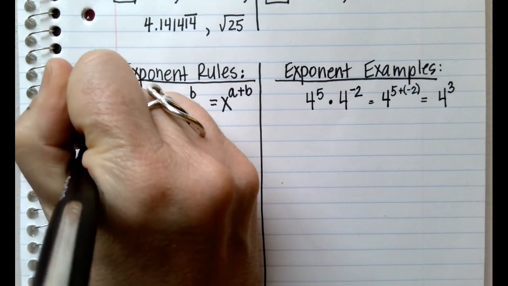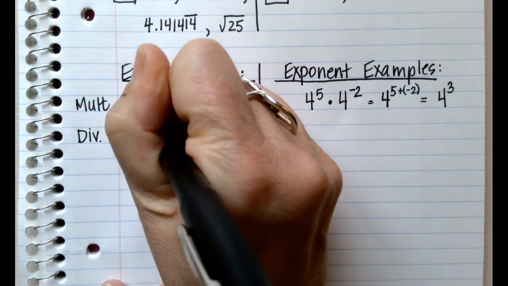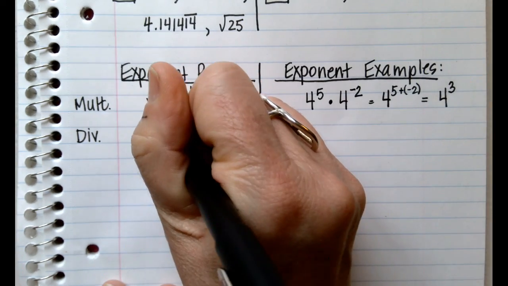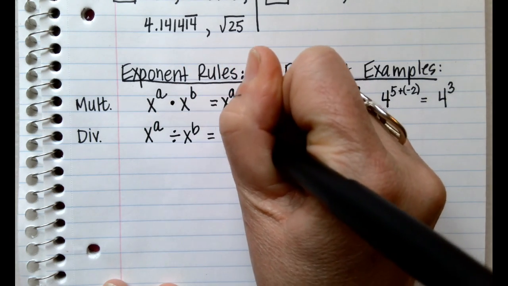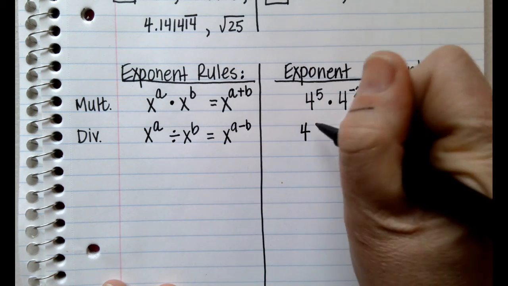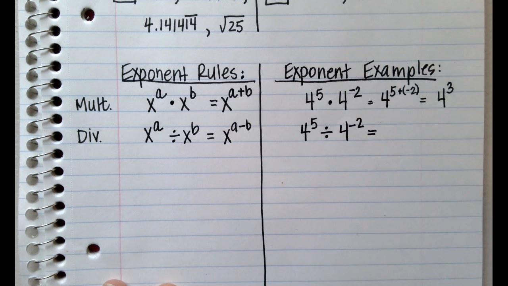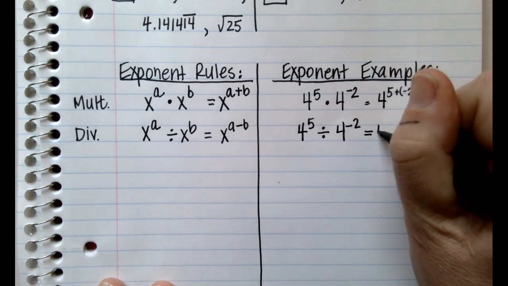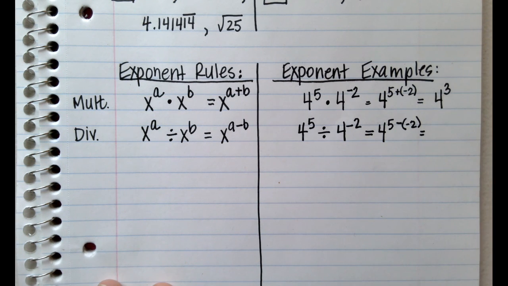The second rule that we worked on was the division rule. So I'm going to write div for division. That would be if I have x to the a, I'm going to use the same example, divided by x to the b. I am going to subtract, so a minus b. Let's use this similar example. Let's say I've got 4 to the 5th divided by 4 to the -2. What that means is I'm going to subtract my exponents. 5 minus a -2. Ooh, that's not simple.